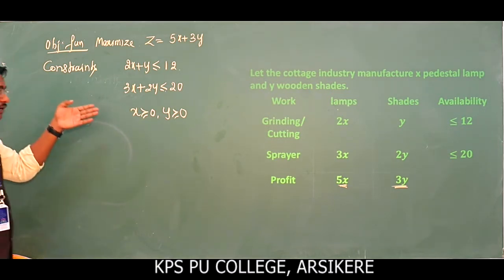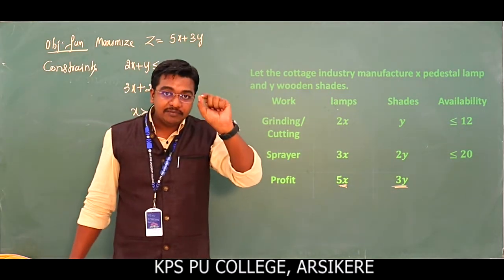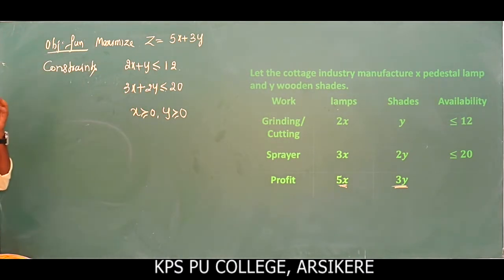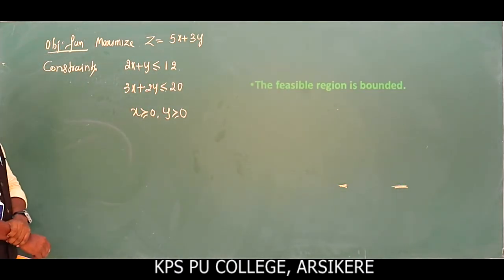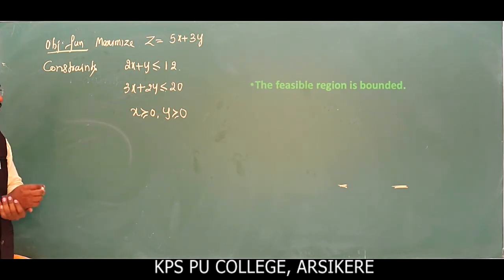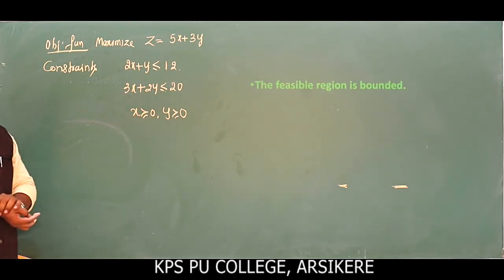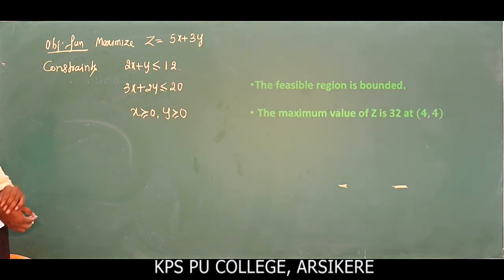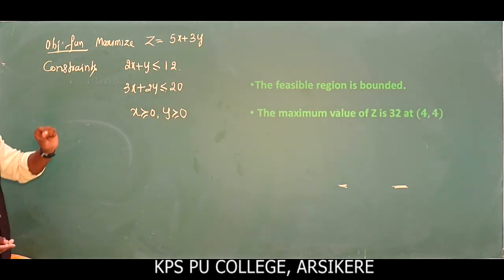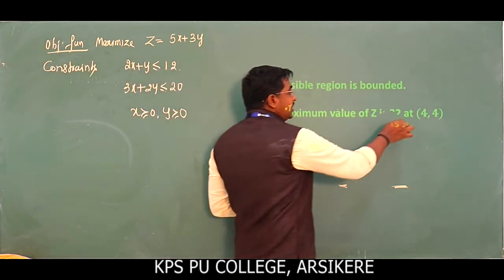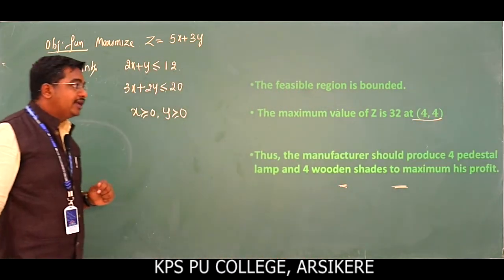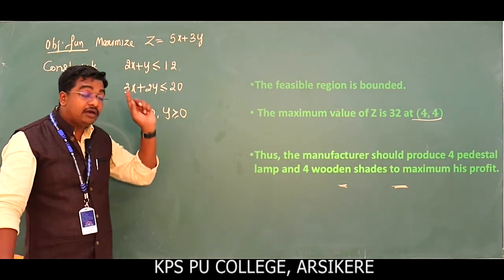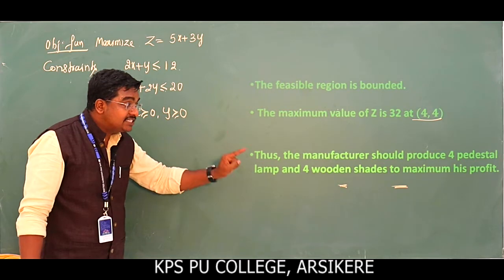So once converted to mathematical form, the next step is to find the feasible region using the constraints. Next slide. So what type of feasible region do we obtain here? Sorry, it is a bounded region. Next, the maximum value of Z is 32. Where is it attained? At (4,4). It means the manufacturer should produce 4 pedestal lamps and 4 wooden sheds to maximize his profit.